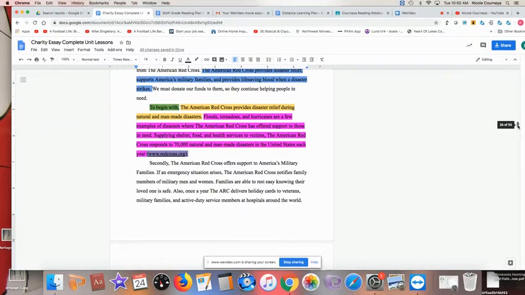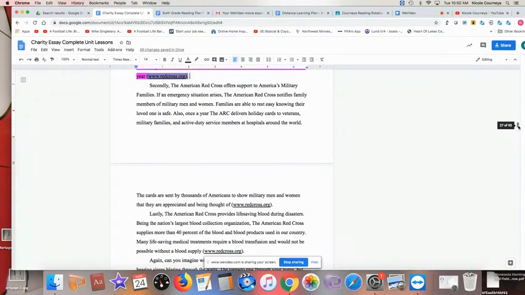Okay, next paragraph says, secondly, the American Red Cross offers support to America's military families. If an emergency situation arises, the American Red Cross notifies family members of military men and women. Families are able to rest easy knowing their loved ones are safe. Also, once a year, the ARC, American Red Cross, delivers holiday cards to veterans, military families, and active duty service members at hospitals around the world. The cards are sent by thousands of Americans to show military men and women that they are appreciated and being thought of.